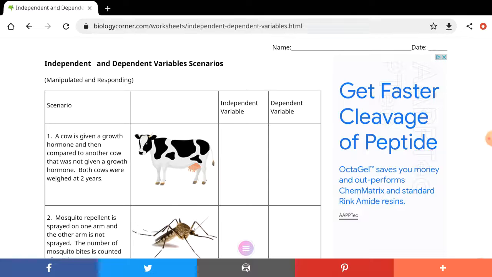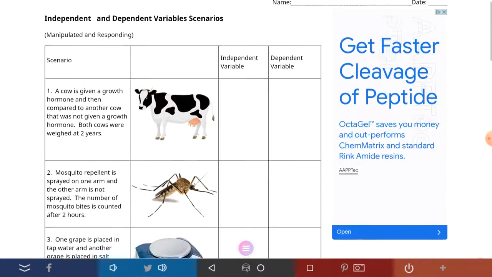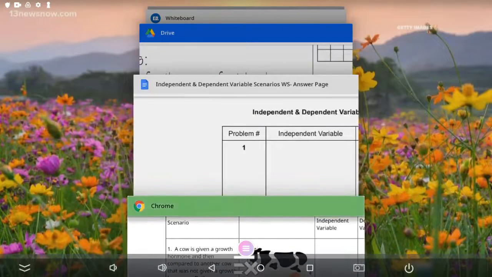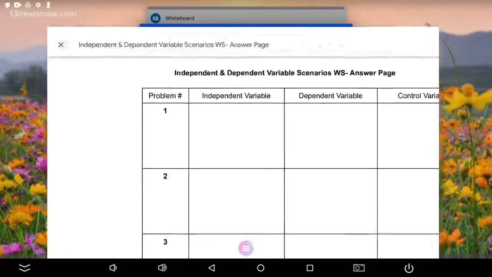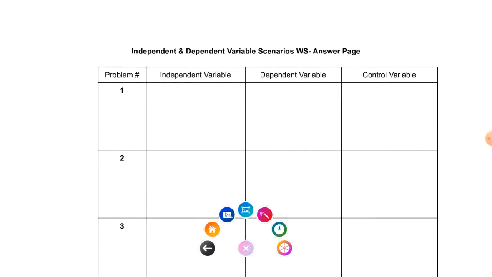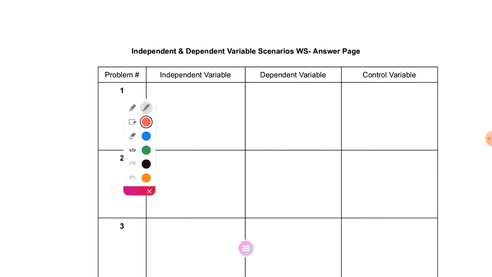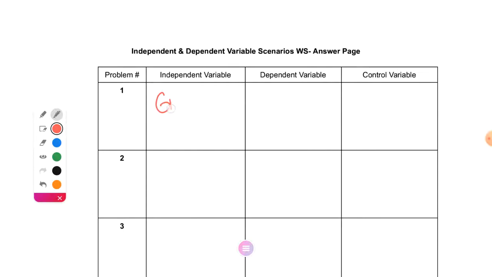That is the independent variable, is one cow is getting the growth hormone, one cow is not. So they're testing to see if the growth hormone is going to make that cow grow more than a cow that doesn't get the growth hormone. So on this one, the independent variable, that's why we're doing this. We have lots of examples. The independent variable is the growth hormone. So on problem number 1, the independent variable is the growth hormone.